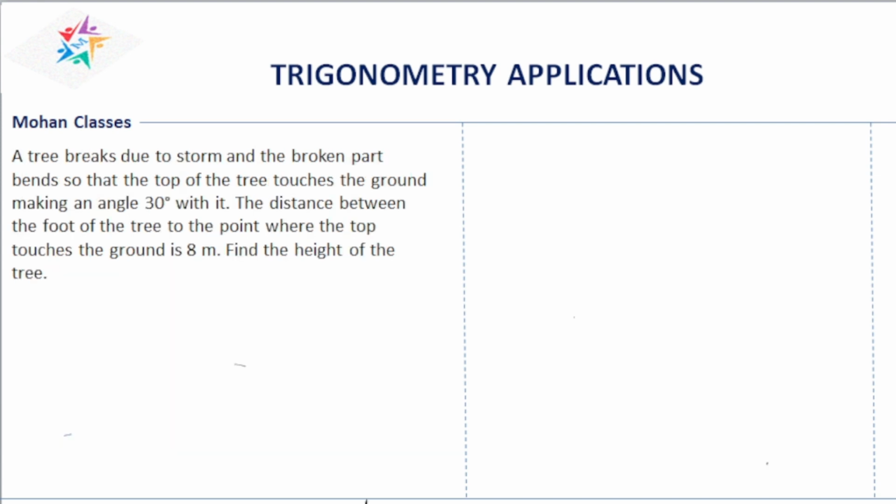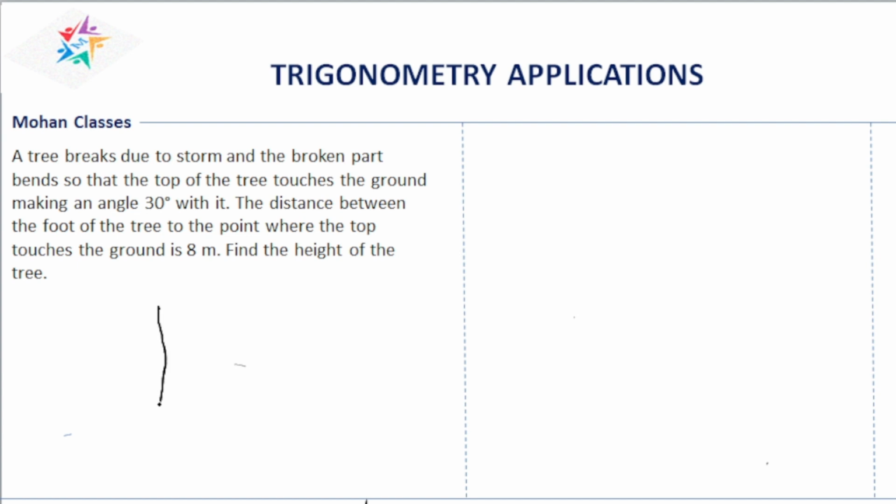Here, a tree breaks due to a storm and the broken part bends so that the top of the tree touches the ground, making an angle of 30 degrees with it. The distance between the foot of the tree and the point where the top touches the ground is 8 meters. Find the height of the tree. How are we going to do this? First, we have to draw the diagram properly to understand what is given and what they are asking.